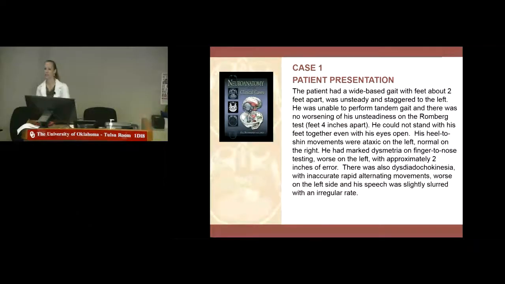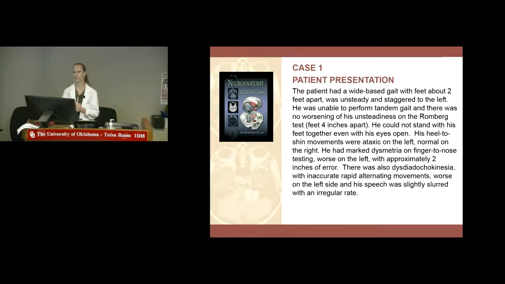However, the patient had a wide-based gait with feet about 2 feet apart. He was unsteady and he staggered to the left. He was unable to perform tandem gait. So do you guys know what tandem gait is? Yeah, like walk with a line. Okay, so he couldn't walk with his feet together at all. And there was no worsening of his unsteadiness on the Romberg test. So he could not stand with his feet together even with his eyes open.